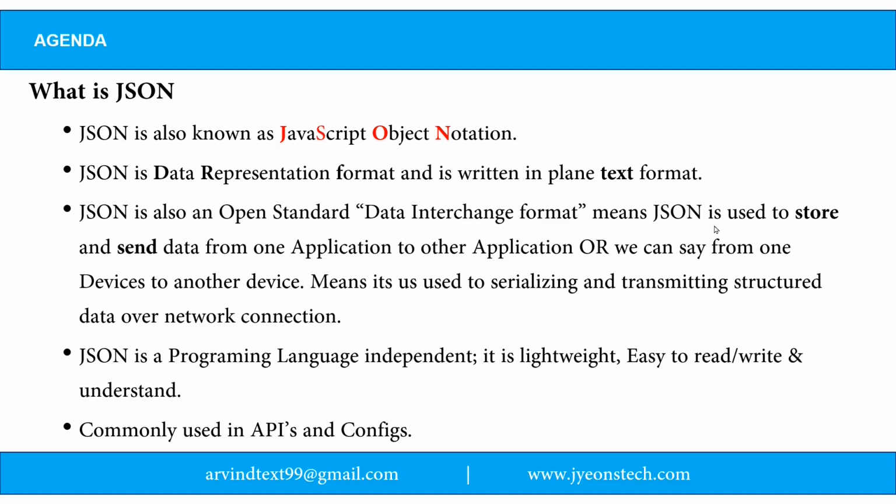It means JSON is used to store and send data from one application to another application, or we can say from one device to another device. It is used for serializing and transmitting structured data over a network connection. JSON is programming language independent, lightweight, and easy to read, write and understand. It is commonly used in APIs and configs.